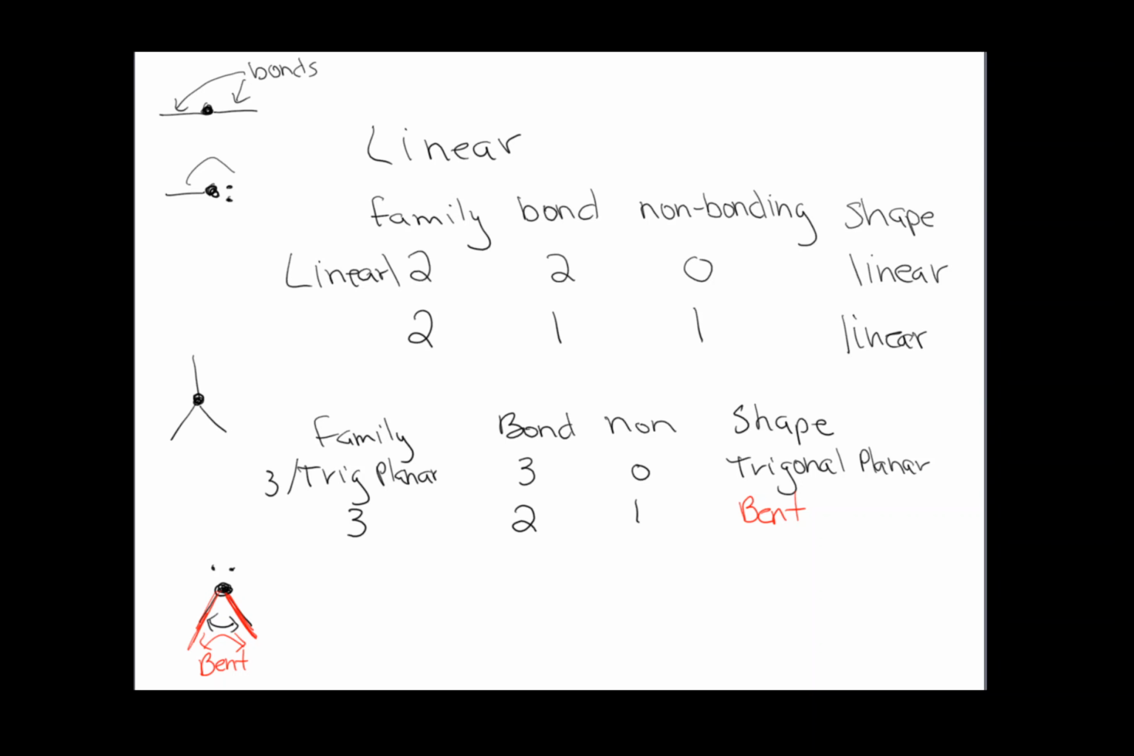Well, what if I have only 1 bonding and 2 non-bondings, but I'm still in family 3 or family trigonal planar? Well, what in the world does that one look like? Remember, the shape comes only from the bonds, and look, we're back to linear.